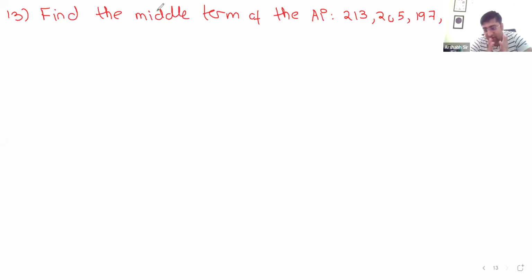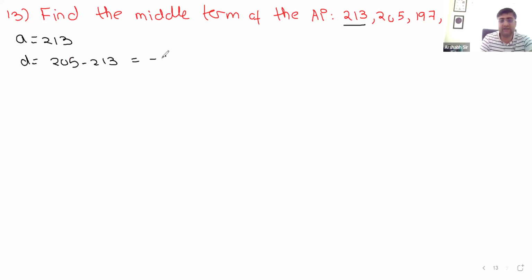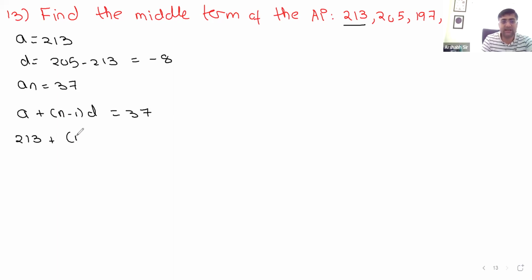In statistics, whenever you have to find the middle term, for example, you have to find the median, you first need to know the total number of terms, right? So first we'll find the total number of terms of this AP. See, the first term of this AP is 213. The common difference is second term minus first term, that is -8. Now the nth term is 37, right? So whatever is the nth term, that is the total number of terms in this AP. So a plus n minus 1 times d is 37. So 213 plus n minus 1 times negative 8 is 37.